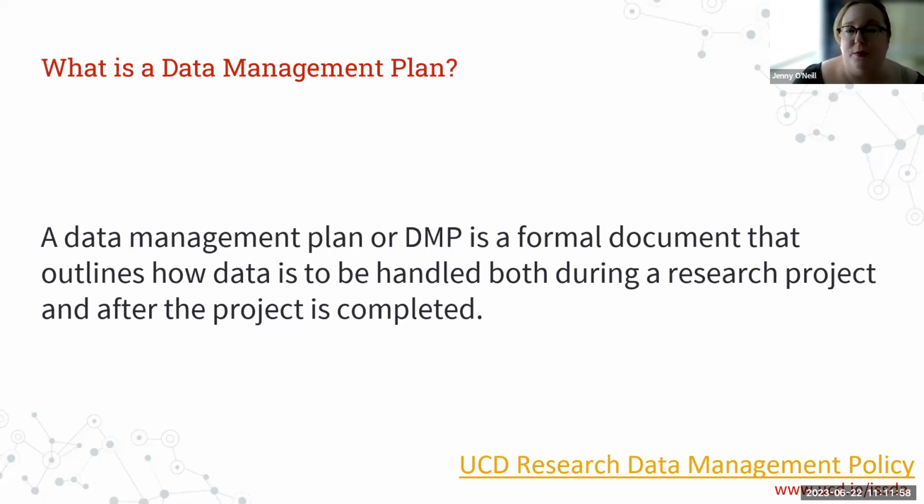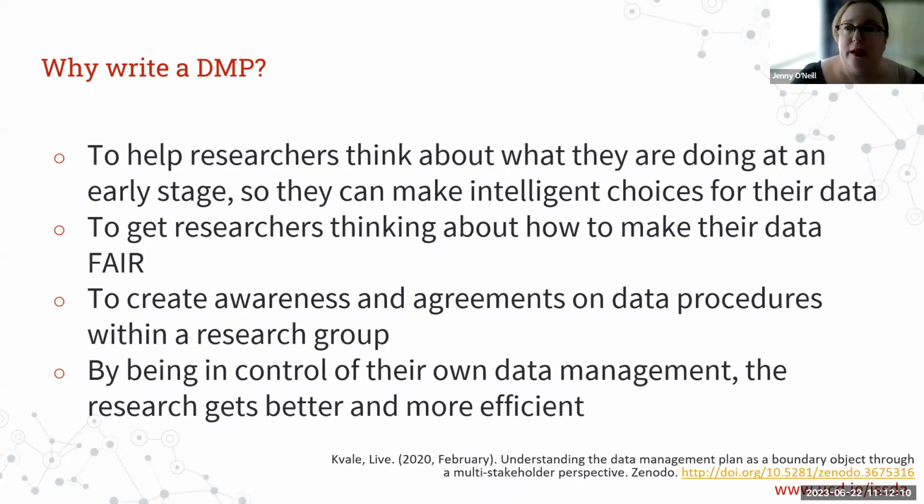calls. So a data management plan, or a DMP, is a formal document that outlines how the data will be handled both during the research project, but also after the project is completed. We really want you to create this document to help you think about what you're doing at an early stage in the research process, which will help you make the right choices for your data as you go through the project. And as we're going to discuss in a few minutes, if you're working with human participants and you want to make the data available at the end of the project, you must have consent to do that from an ethical point of view at the beginning of the project. So that's something that you need to be thinking about before you even start collecting your data.